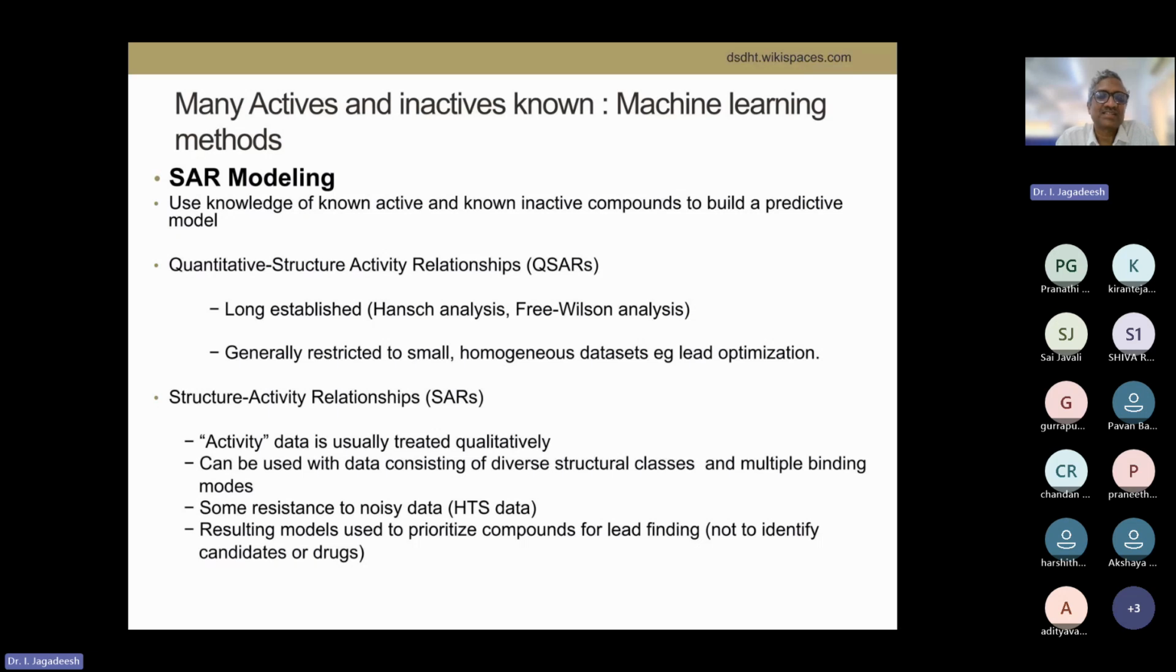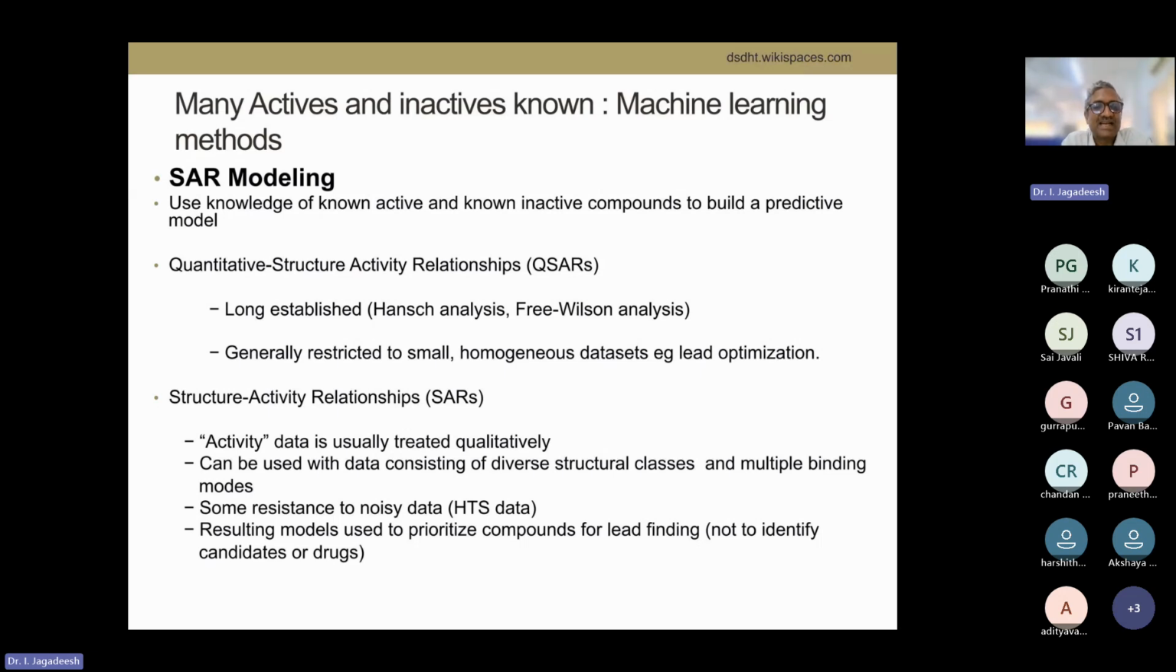So the long established concepts that we have learned long back are the Hansch analysis and Free-Wilson analysis, where we are going to use these for the similarity search. Generally restricted to small and homogeneous sets for lead optimization, but we cannot use this particular Hansch analysis and Free-Wilson analysis for bigger moieties like proteins. They are the natural ligands which are present in our body.